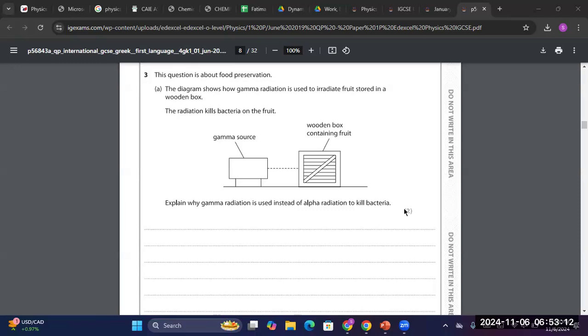So they can easily pass through the wooden box and go to the fruit and destroy the bacteria. On the other hand, alpha particles are highly ionizing, meaning that they cannot pass through materials. One piece of paper is more than enough to stop an alpha particle in its path. So the alpha particles will not be able to penetrate through the wooden box. So then obviously, how are they going to help in destroying the bacteria? Got it? Making sense now? Yeah.